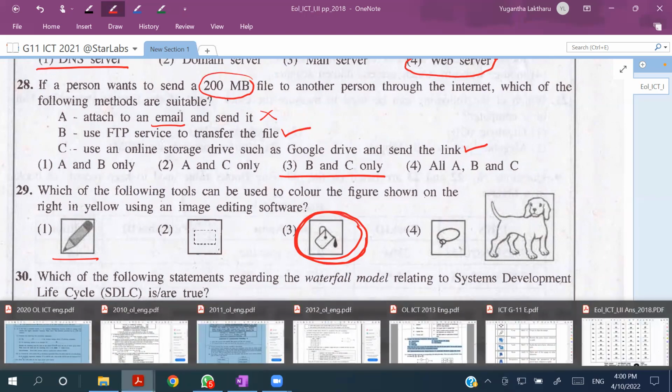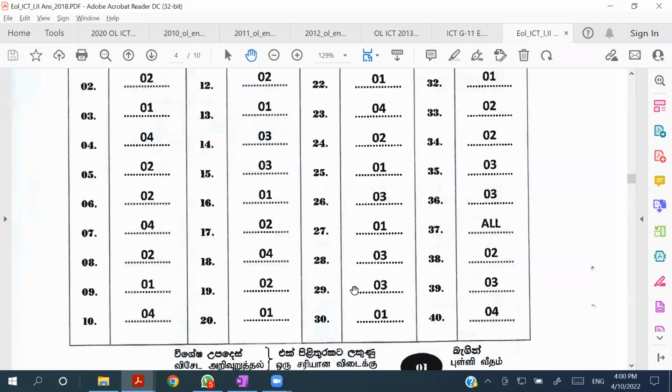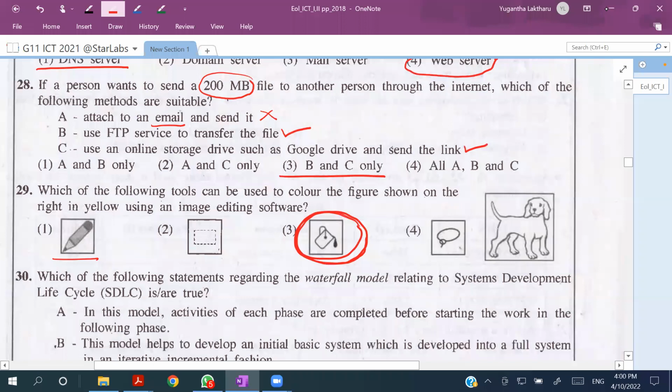For the 29th, let's first check the answer. Yeah, it is said as the third. With the pencil, we are just drawing lines; when we draw the lines very closely, we can color it like this, but it's not the general way that we color a picture, right? So for the 29th, the third one is the answer.